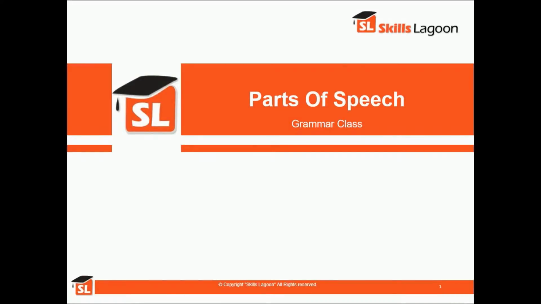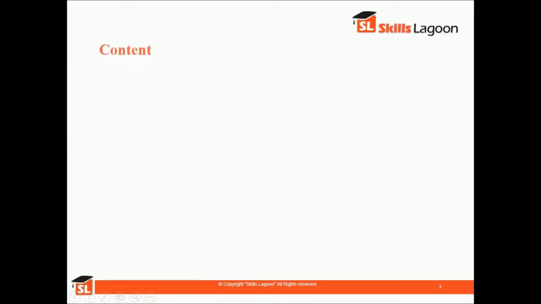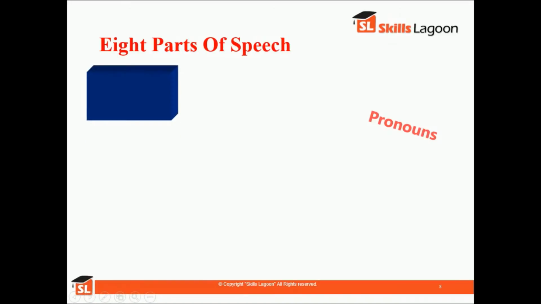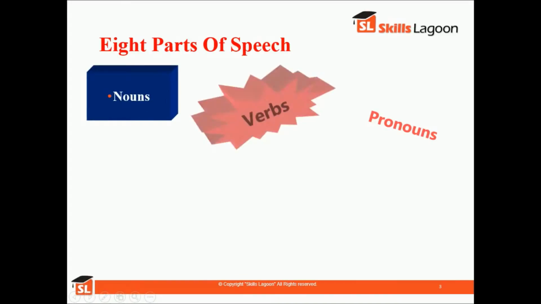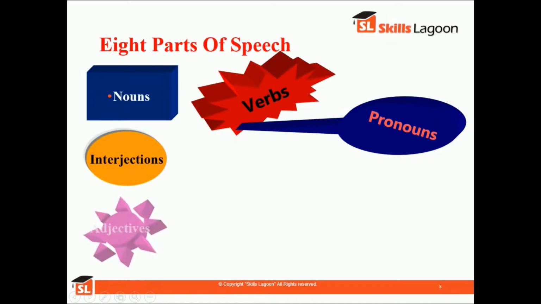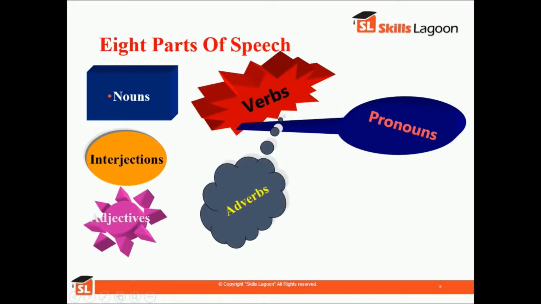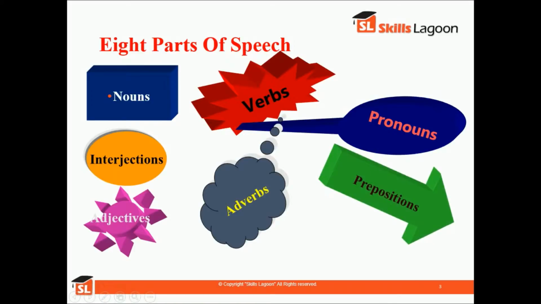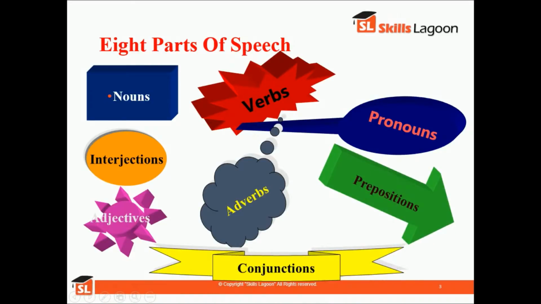So parts of speech are the basic words that English has. Mainly, parts of speech can be further divided into 8 classes. So there are 8 parts of speech. These are nouns, verbs, pronouns, interjections, adjectives, adverbs, prepositions, and conjunctions.